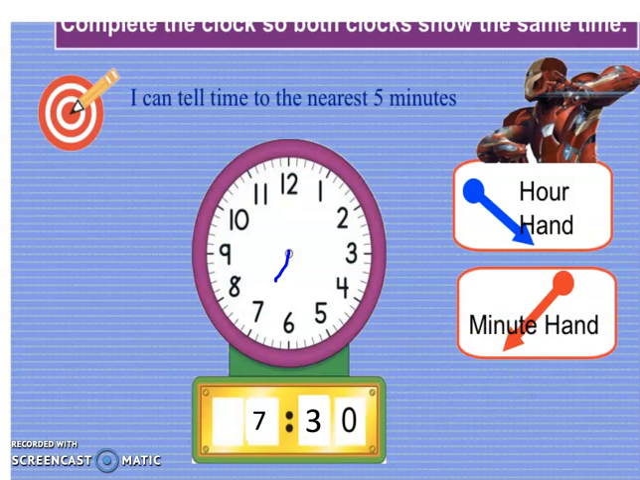Then we're going to go from the 12 and we're going to count until we get to 30 minutes. So let's count. 5, 10, 15, 20, 25, 30. So it lands on the 6. So this shows the time 7:30. 7:30, boys and girls. And as you see, our minute hand is a little longer than our hour hand. So that shows 7:30 on our analog clock. Let's get to the next one.